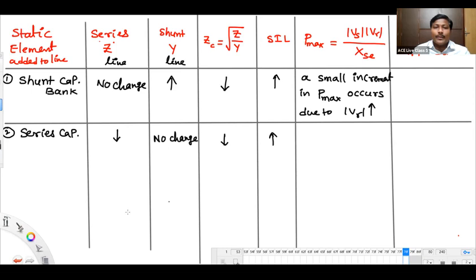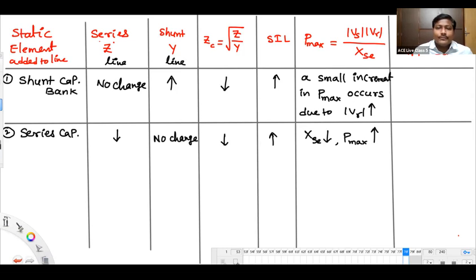What happens to P maximum? There is a good increment in the P maximum because the series reactance of the line is decreasing. So the P maximum value greatly increases.